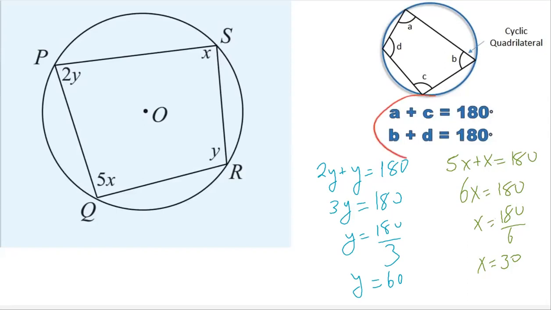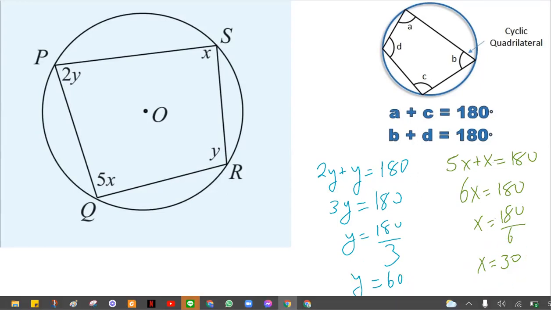And for these quadrilaterals, we have this angle relation: the sum of opposite angles equals 180 degrees. According to this, the question becomes quite easy. Sum of these two equals 180, and sum of these two equals 180. So we have two equations. If we solve these simple equations, we get y equals 60 and x equals 30 degrees.